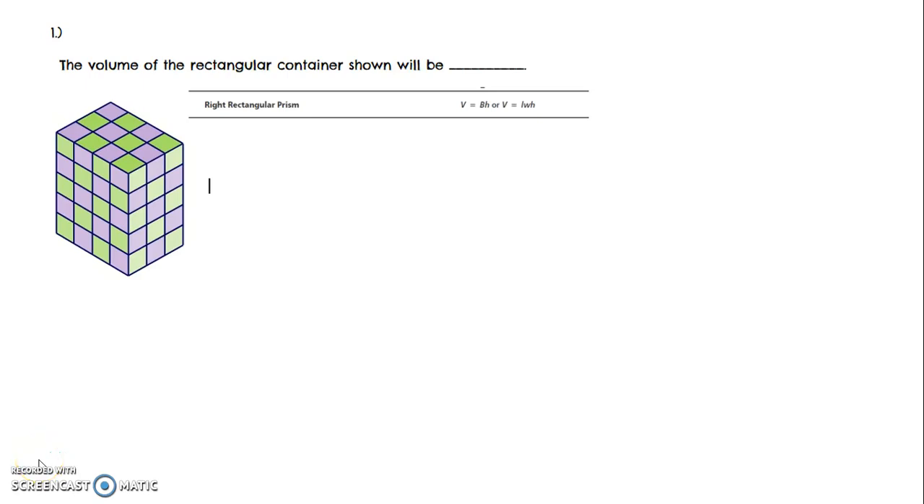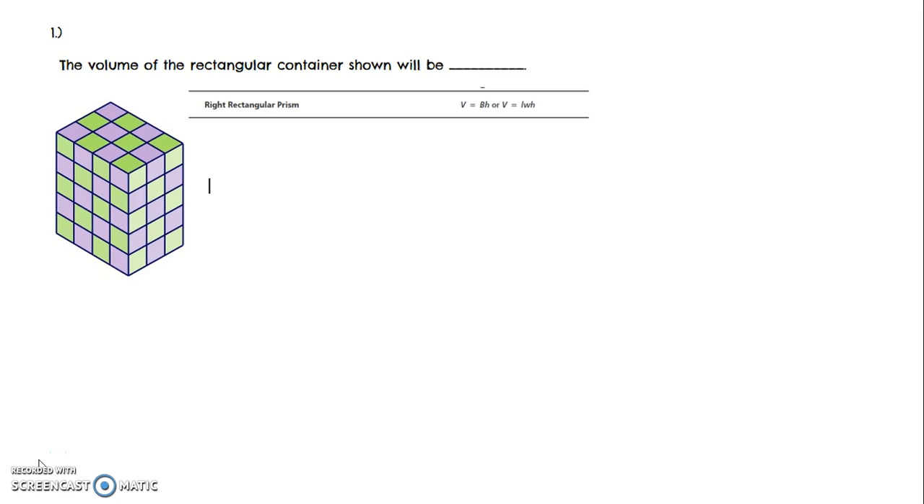This video is to help you with number 1 on CR Helper number 28. It says the volume of the rectangular container shown below will be, we have to figure out what the volume will be. So a couple of items here that I want to discuss. I want to make sure you understand what volume is.